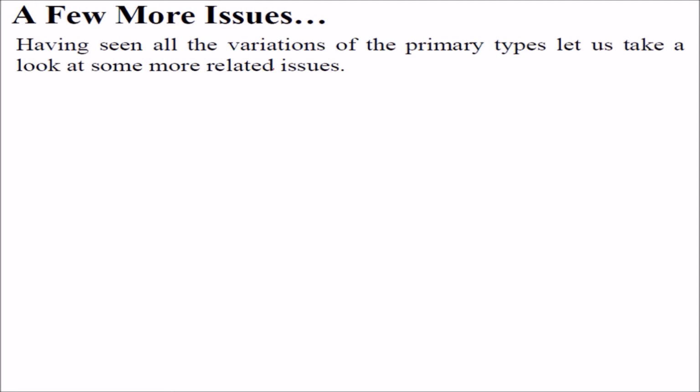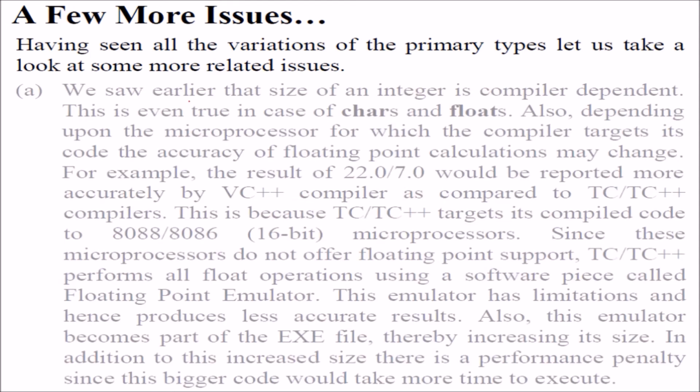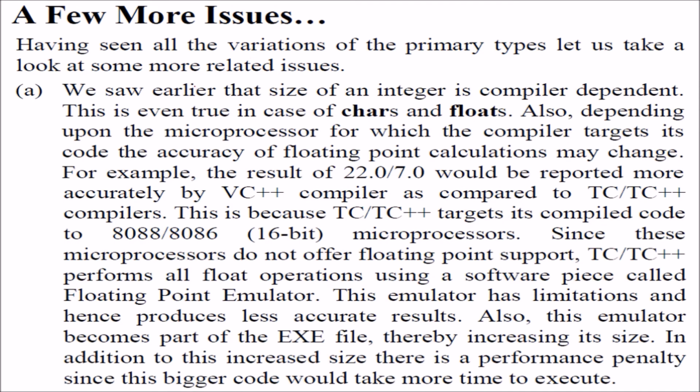There are things apart from this, that as we just saw, the size of the integer is compiler dependent, and this is true with character and float also. So it depends on the microprocessor for which the compiler targets its code. The accuracy of floating point calculation may change. Just take an example of 22.0 by 7.0. This will be reported more accurately by the VC++ compiler rather than the TC++ compiler.